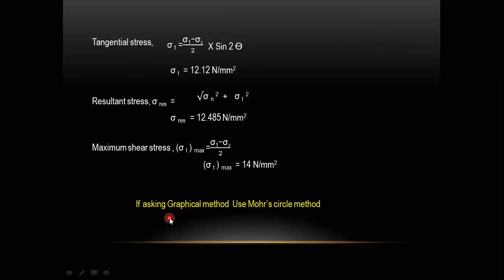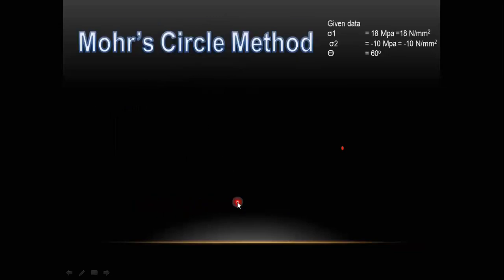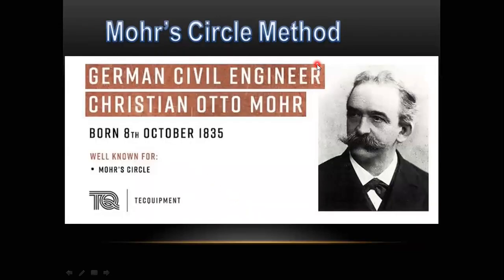If the question asks for the graphical method, that is the Mohr circle method, what do we do? The Mohr circle method was devised by Otto Mohr. He was a German civil engineer. His full name is Christian Otto Mohr. He was born on 8 October 1835. So let's see how, using this Mohr circle, we determine the normal stress, the maximum shear stress and so on.